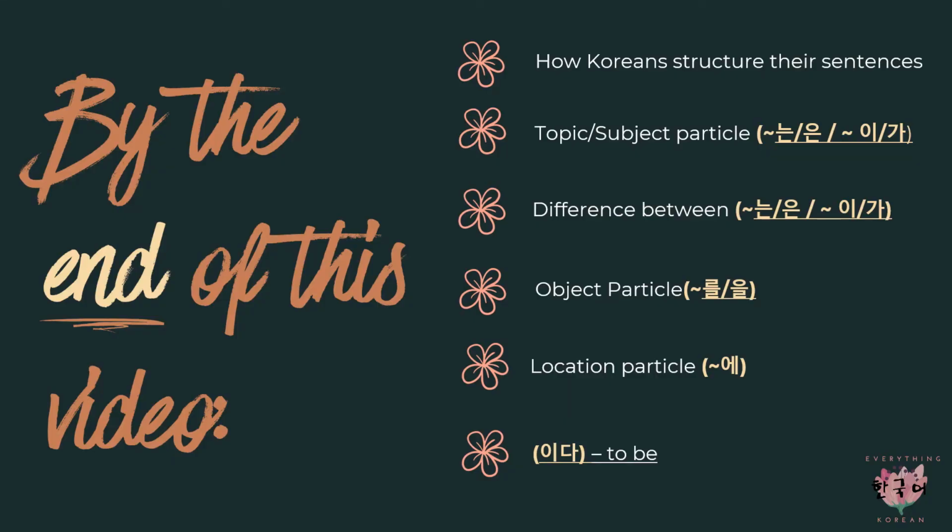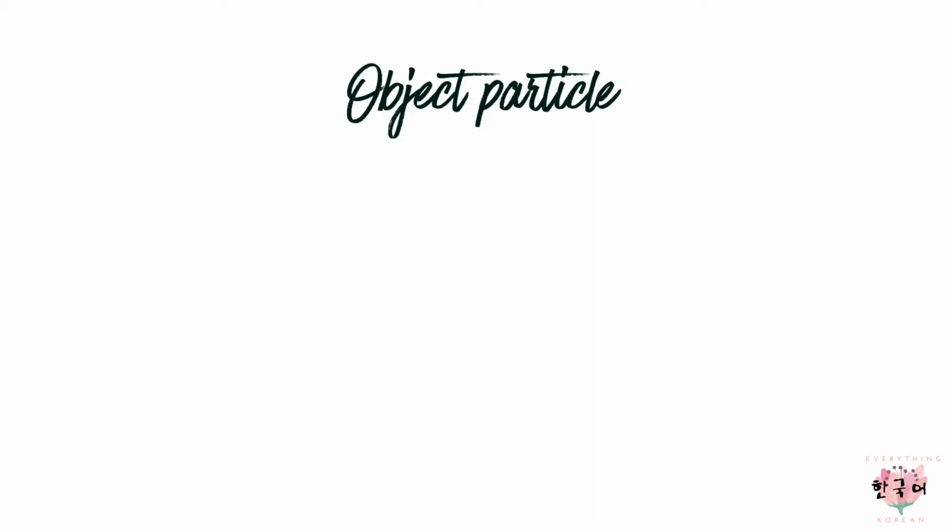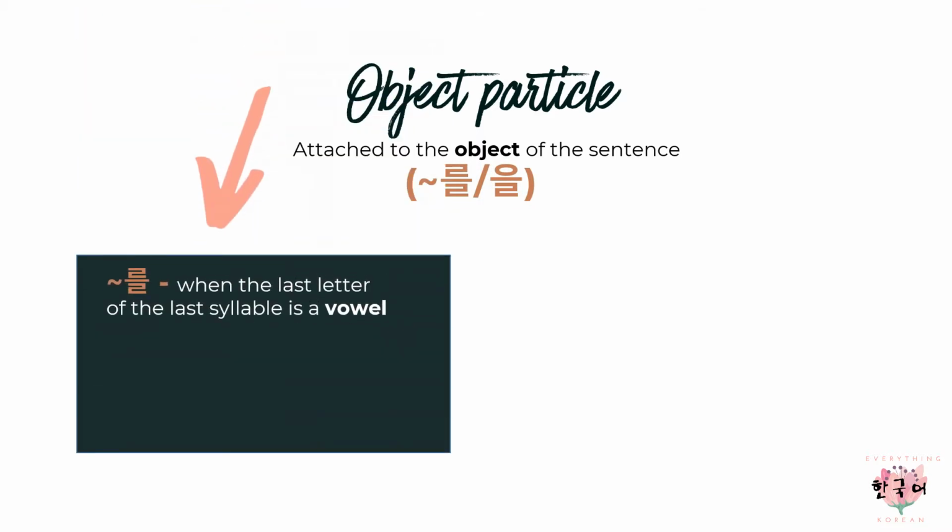Let us now discuss the object particles rul and ul. For the object particles, these are attached, of course, to the object of our sentence, and we use rul and ul. So we use rul when the last letter of the last syllable is actually a vowel.